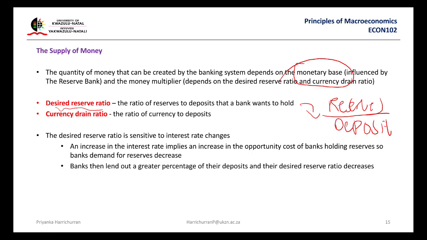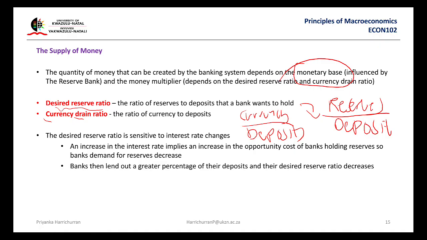Currency drain ratio. As soon as you see currency drain, look at C and look at D. C is the currency drain ratio. So it's currency over deposits. Currency drain ratio is currency over deposits. I'm just checking now, one second, if what I said is correct, because I don't want it to be wrong. Currency drain ratio is currency held over the total bank deposits. Currency over deposits, yeah, I'm right.